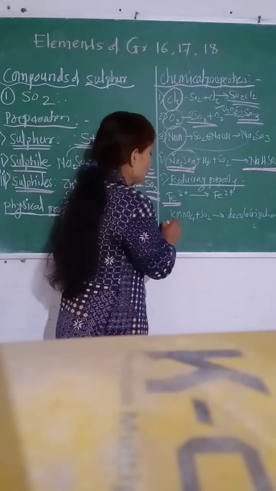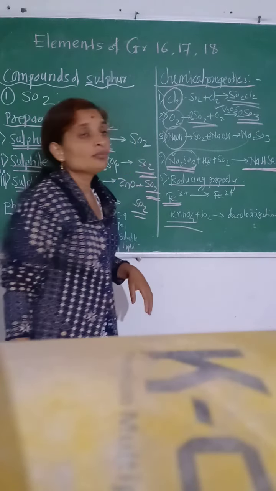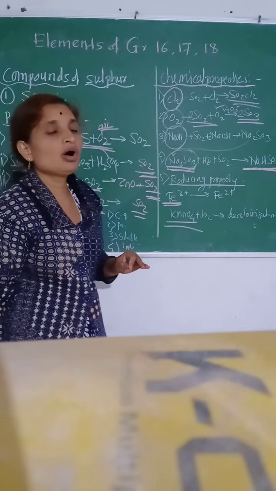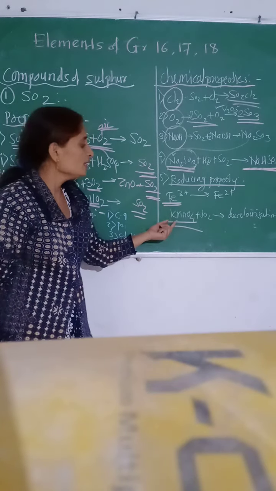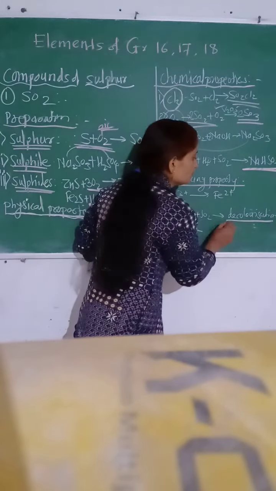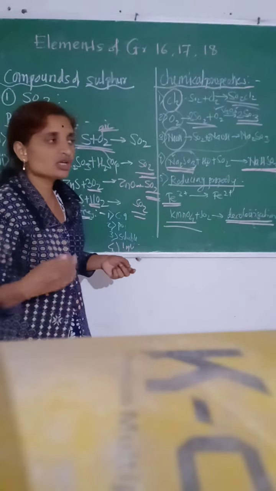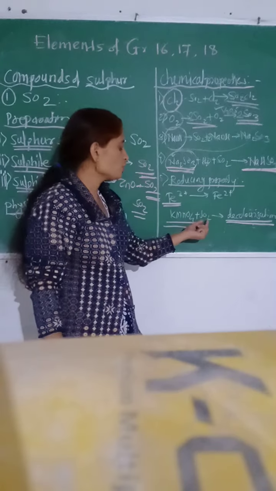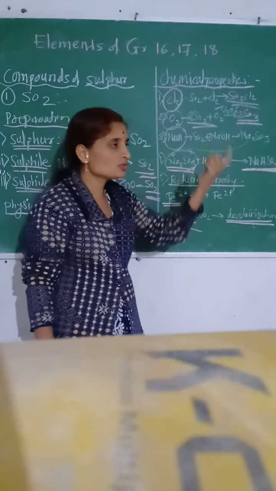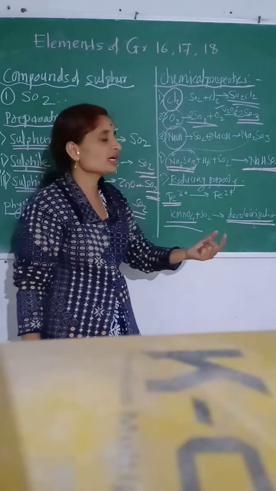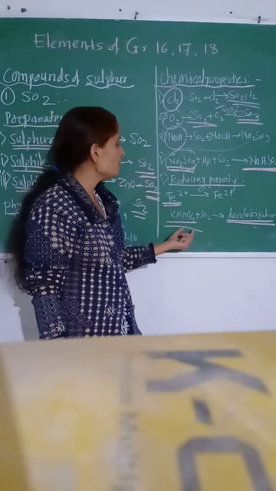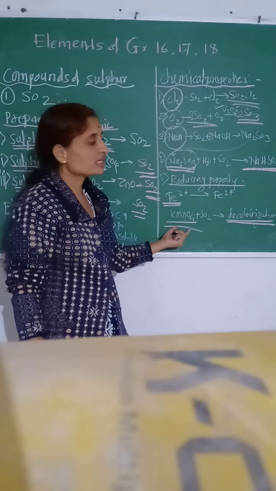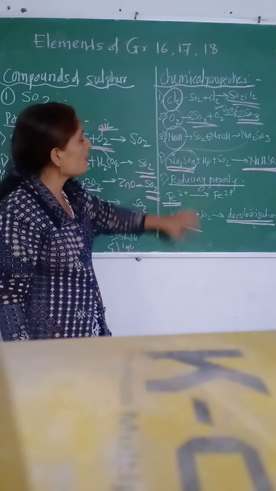Then again, one more reducing property is the test for SO2. We have taken the test for SO2, the decolorization test. Potassium permanganate in the presence of SO2 changes the color of the solution, a decolorization reaction. It will be the reducing property of sulfur dioxide. Means that will be the chemical properties.